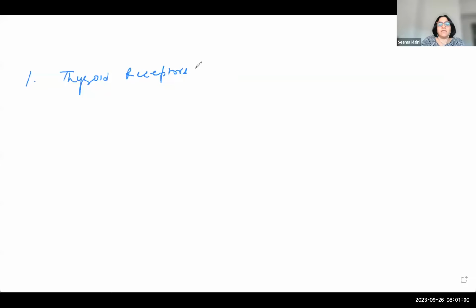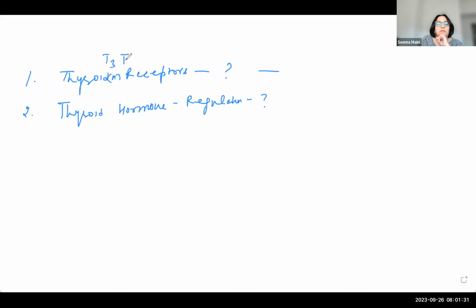Thank you so much. Thyroid receptors, where are they located? Thyroid hormone regulation. So instead of going all the way back, I want you guys to answer a few questions. Let me know how much you remember from last week. Where do we have the receptors for thyroid hormone? That means receptors for T3 and T4.